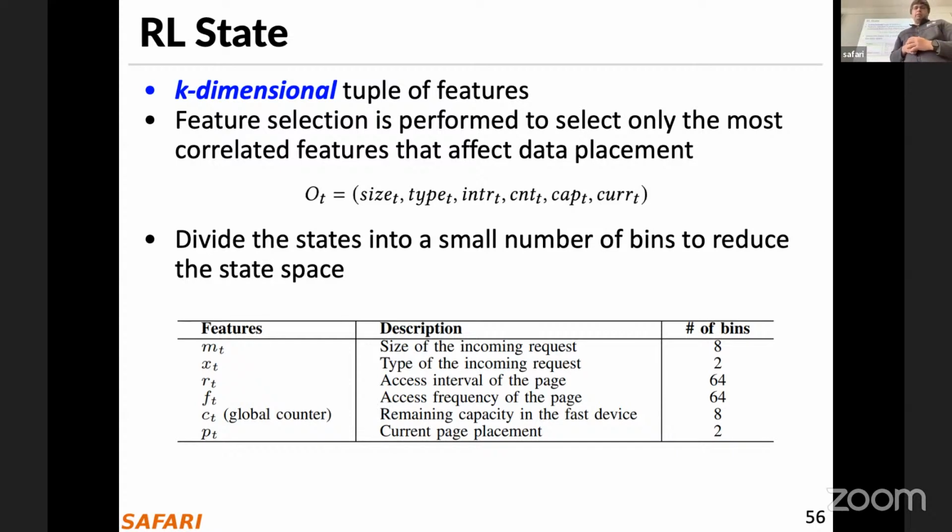Similarly, the type of incoming request uses just 2 bins because you either have a read or a write. Then you have access interval, which can be stored in 64 bins. Similarly for access frequency, and current page placement can be either in the fast device or in the slow device. So this is how we reduce the number of bits that we use to represent these features, because as I said, each page can take up to 40 bits. So we need to reduce the size of this representation.